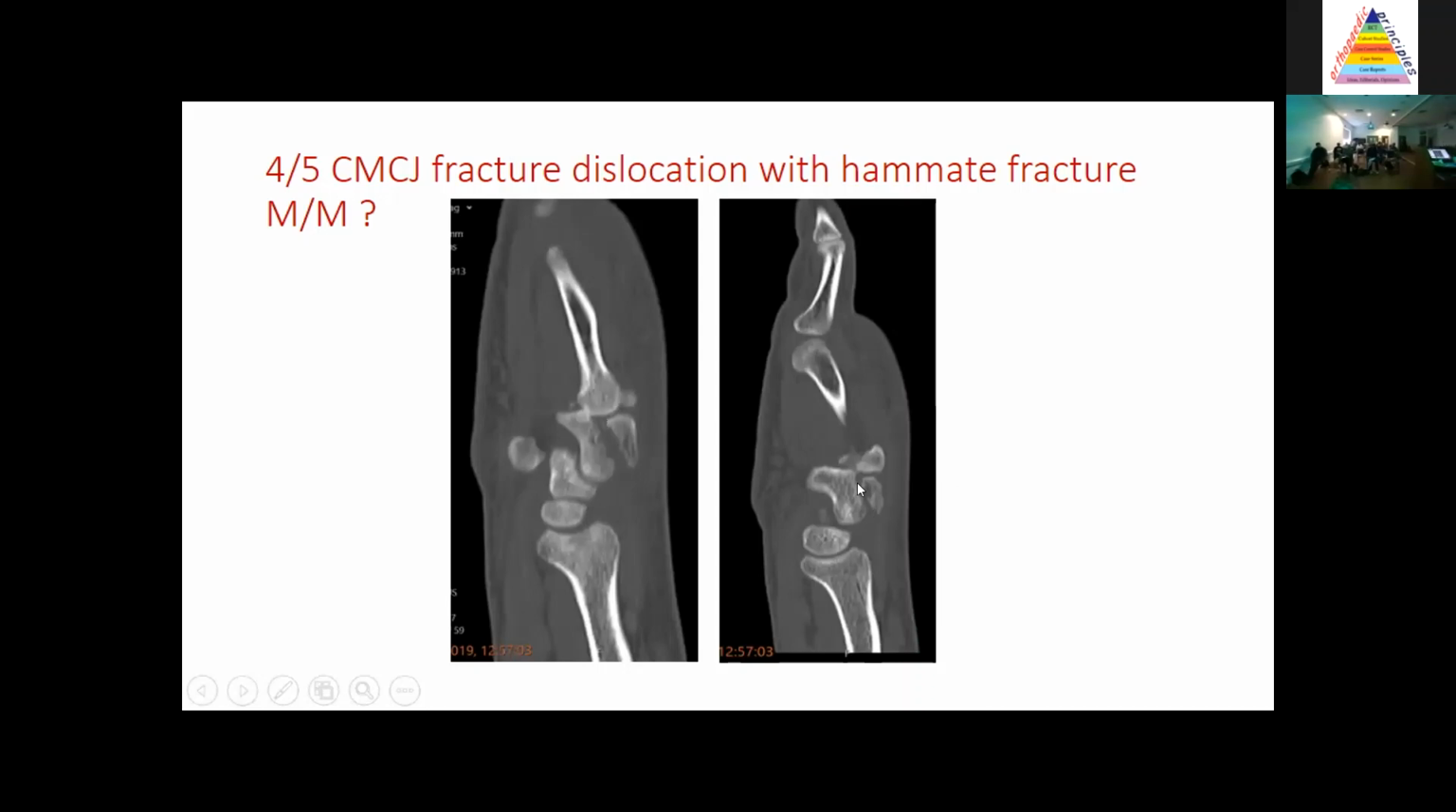What will you do for this? Reduce and fix good CMC joint, and then ideally you need to fix the hamate. Good, very good. So we'll break it into simple steps. There's a hamate fracture, there's a fourth, fifth dislocation. Let's say if it was a pure 4-5 CMCJ dislocation, which you see all the time. How do you manage those?